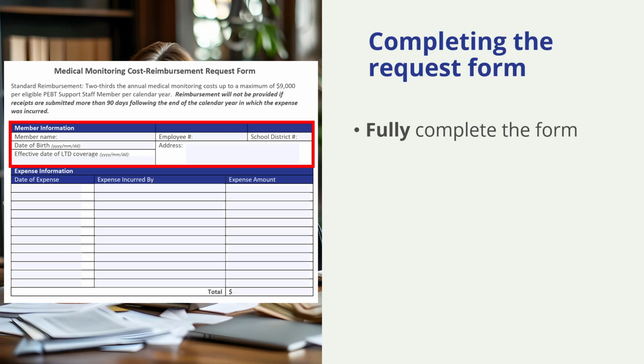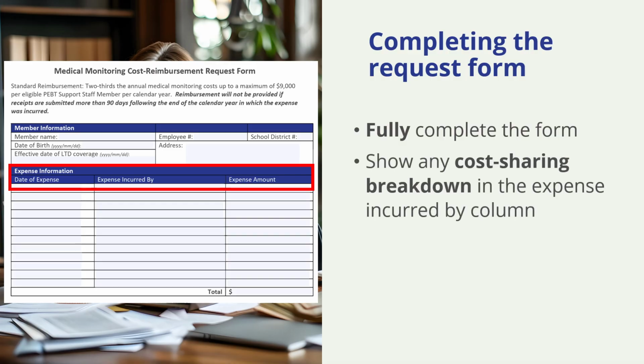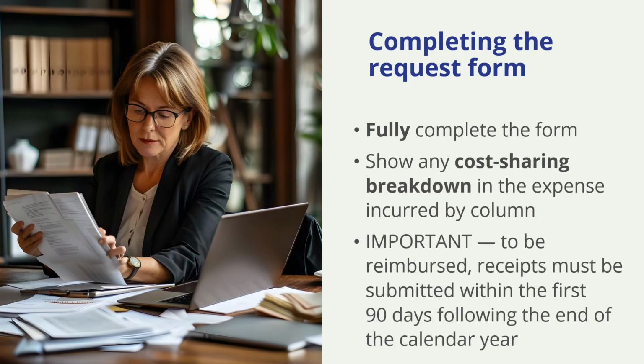The information required on the form regarding the actual expenses includes the date of the expense, who the expense was incurred by, the district or the member, and the expense amount. If the expense was cost shared between the district and member, please include the full cost of the expense and include in the incurred by field how much was paid by the district and how much was paid by the member. Reimbursement will not be provided if receipts are submitted more than 90 days following the end of the calendar year in which the expense was incurred.